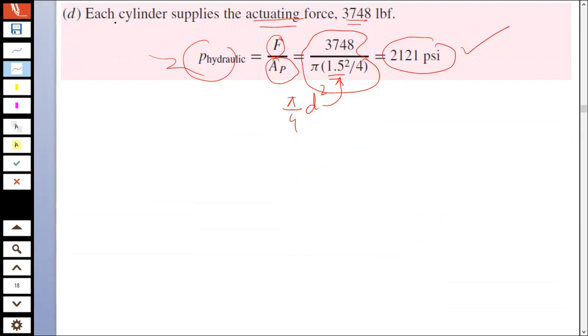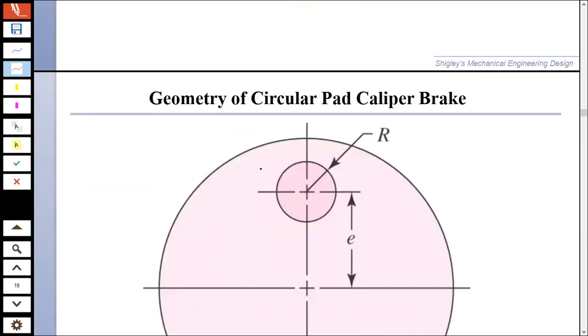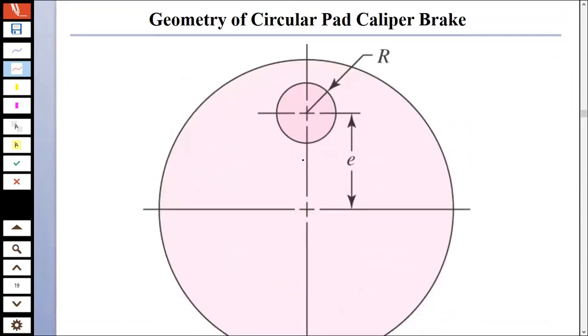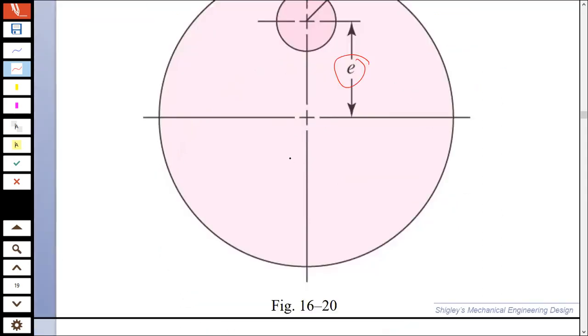Now that was another type of brake. In this brake, there is also a type which is known as a circular pad, or a caliper brake, इसको हम कहते हैं. ठीक है जी. So instead of this pad, जो हमारे पास इस किस्म का पैड था, we have a circular pad. So this is known as a caliper brake, and if you remember these dimensions, this dimension is E, and this is R, and again this is standard.